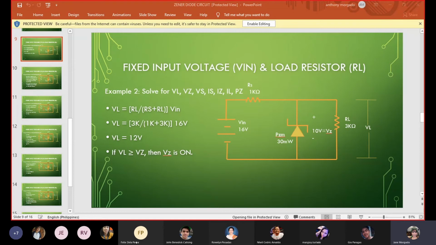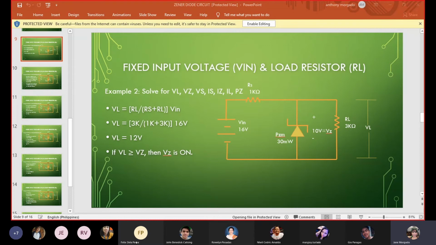So, since Zener diode and RL are now connected in parallel, kasi alam na natin na on si Zener, what do you think will be the voltage across RL? 10 volts. Ten, okay. 10 na rin siya, kasi Zener and RL are connected in, how are they connected? Parallel. Dulo-dulo kasi, di ba?